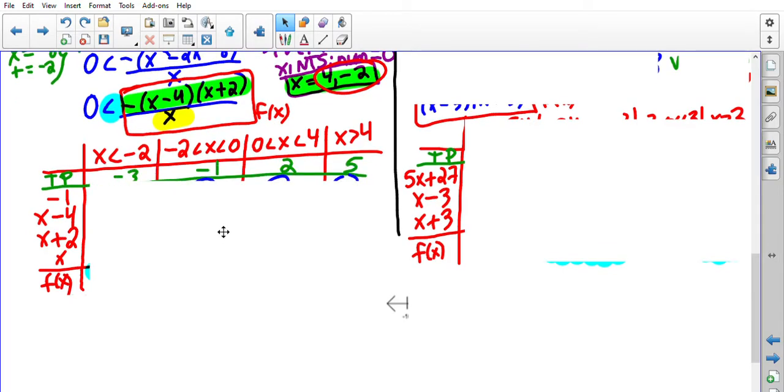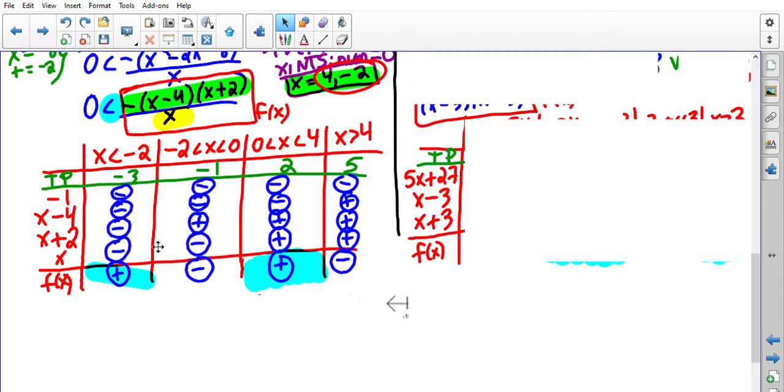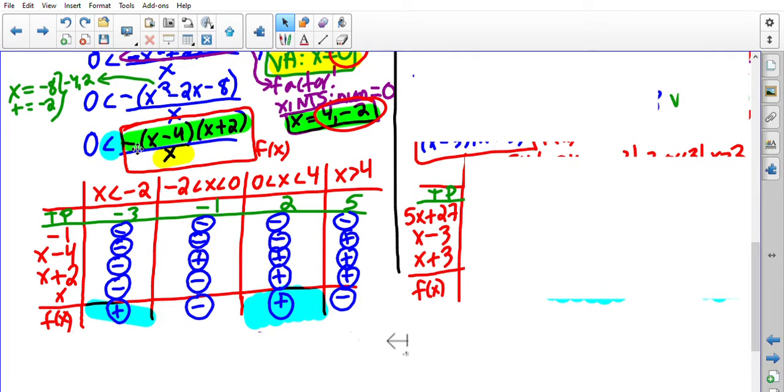All right, plug in your test points. Start doing your answers. Remember, because this is just a factor of negative 1, that means it should be negative across the board here. Right? There's no x value to sub in, so it's just whatever its sign is. All right, then we ask ourselves, we are looking for where f of x is greater than 0.